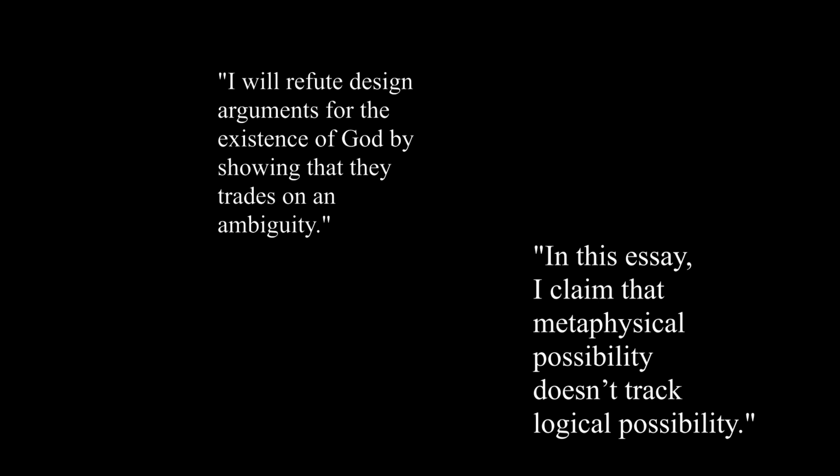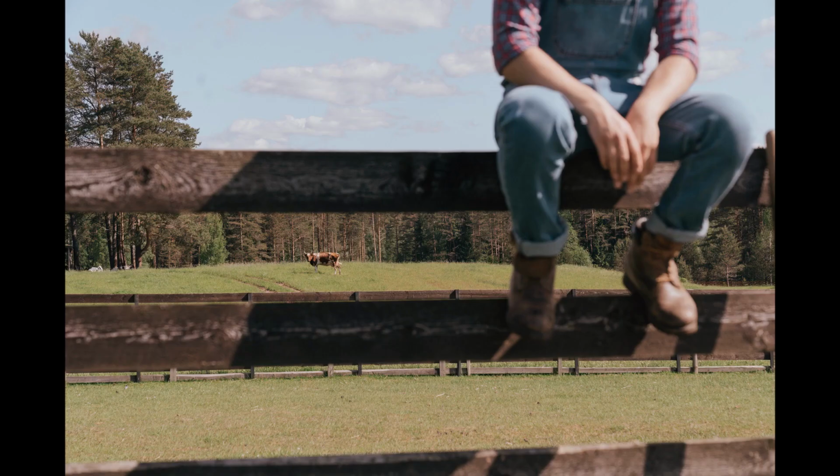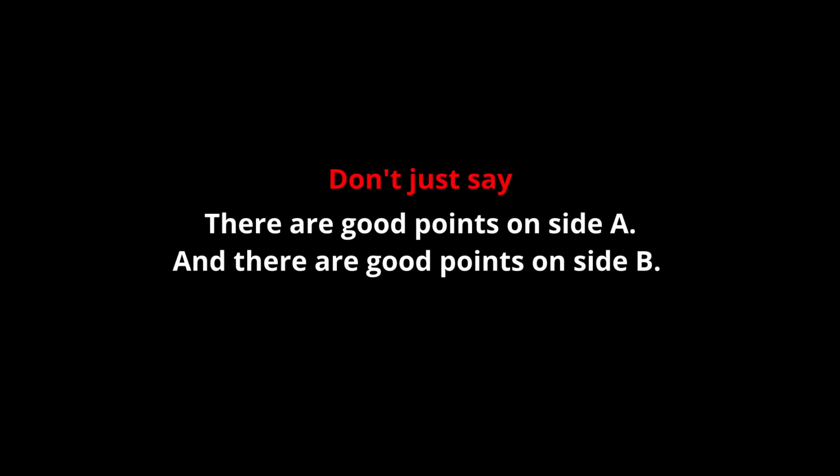So for example, from student essays, I've seen something like this. I will refute design arguments for the existence of God by showing that they trade on an ambiguity. In this essay, I claim that metaphysical possibility does not track logical possibility. It's important here not to sit on the fence. Make a claim. Don't just say, well, there are good points on side A and there are good points on side B. If you've done your job well, you will have come down on one of those sides and persuaded the reader.